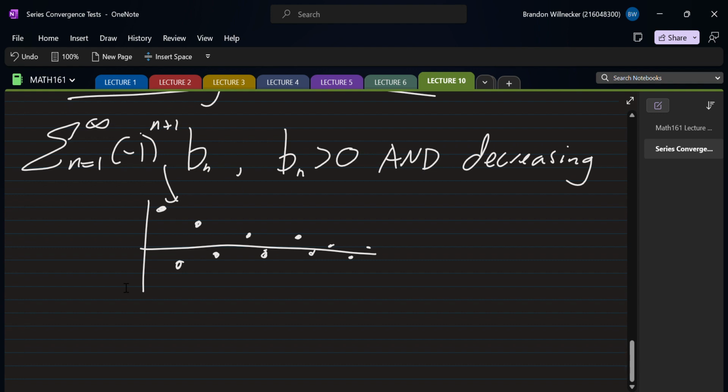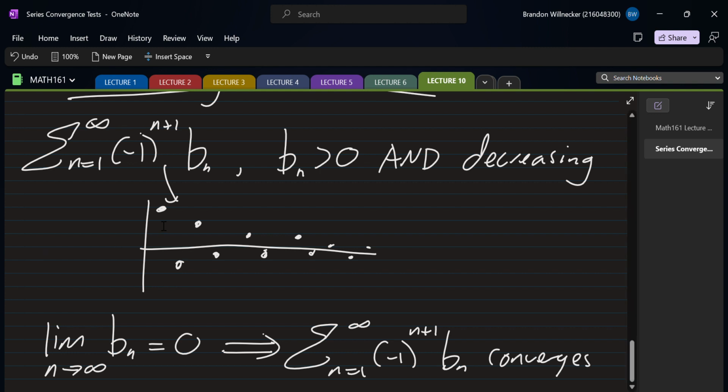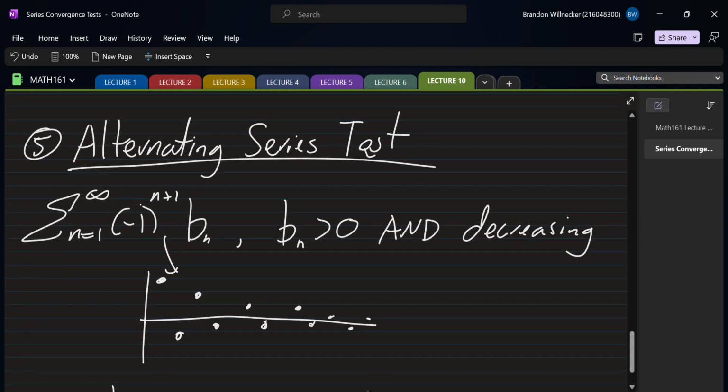Okay, so if that is true, then we calculate the limit as n goes to infinity of bn. If this is 0, so the terms get smaller and smaller as we go, then that means it converges. Even though they're alternating, they're still getting smaller and smaller. So since the terms are getting smaller and smaller as we go along, the series converges. Okay, so that's the alternating series test.